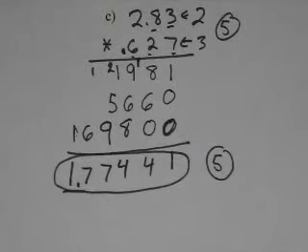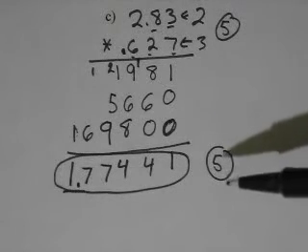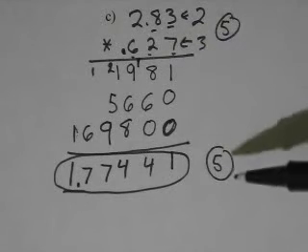And that's all there is to multiplying decimals. Don't have to have your decimals lined up. You just have to figure out the number of decimals in the problem has to be the same as the number of decimal places in the answer.